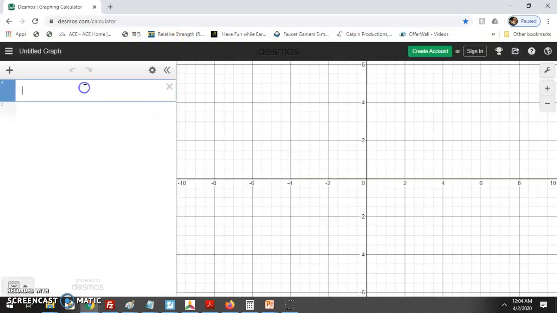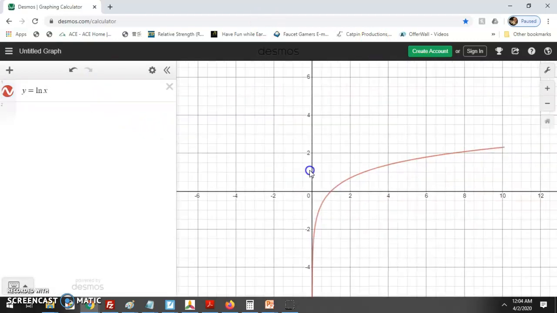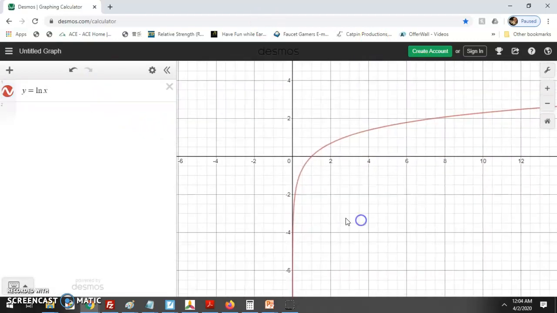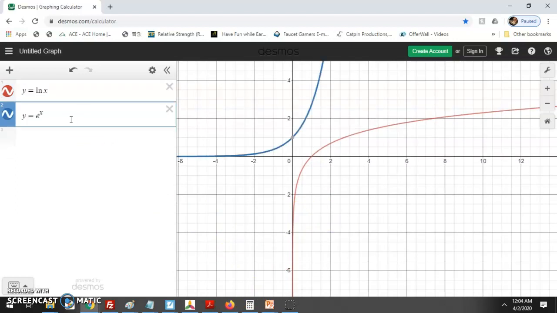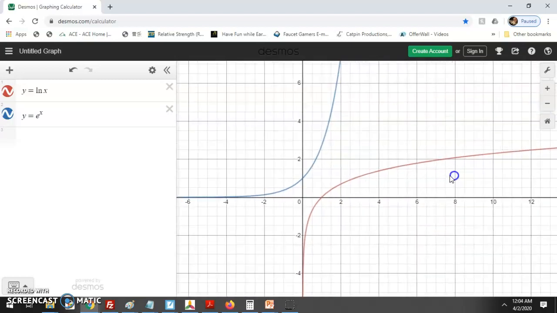It's loading. Okay. ln, natural log of x. The difference here, compare this to an exponential function, which is actually its inverse. It cancels out the exponential function.